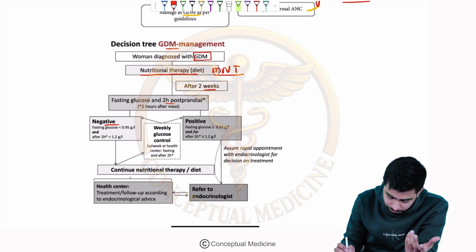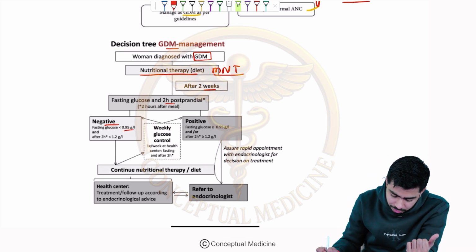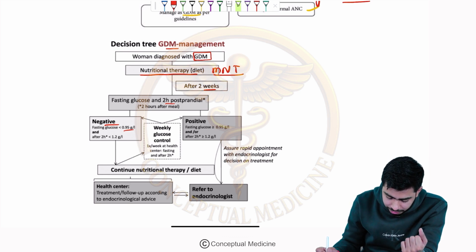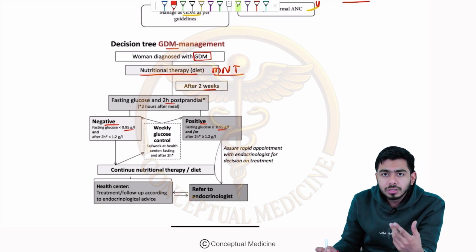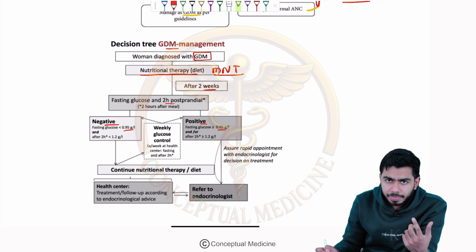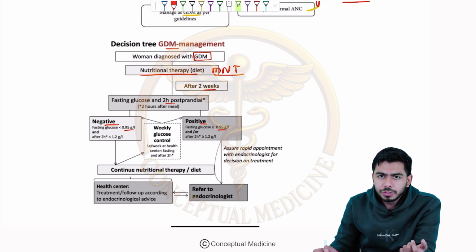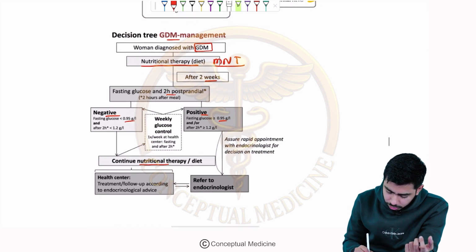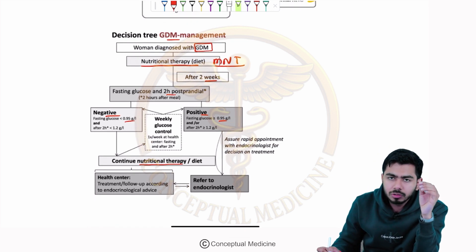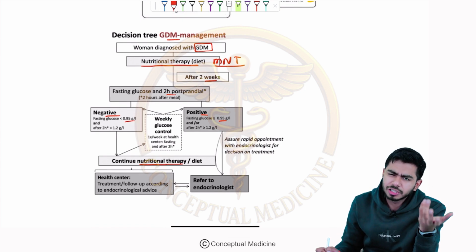If it comes less than 95 gram per deciliter, that is 0.95 gram per liter, you are good over there. If it is positive still, more than 0.95, then that means you need to give this female insulin, and you need to refer this female to the physician as well, so that they can take care of the diabetes component, right? If it is negative, then continue with the nutritional therapy. So that is about the gestational diabetes mellitus management, right?